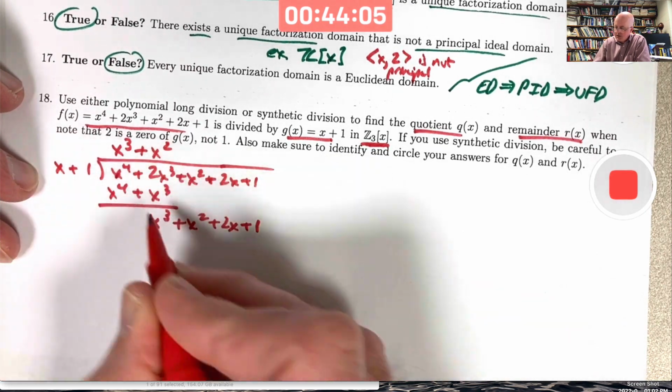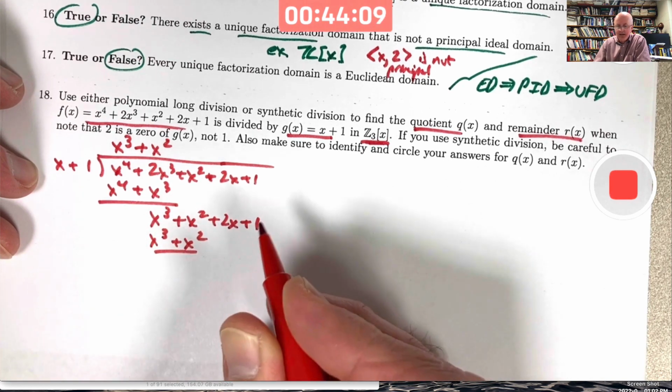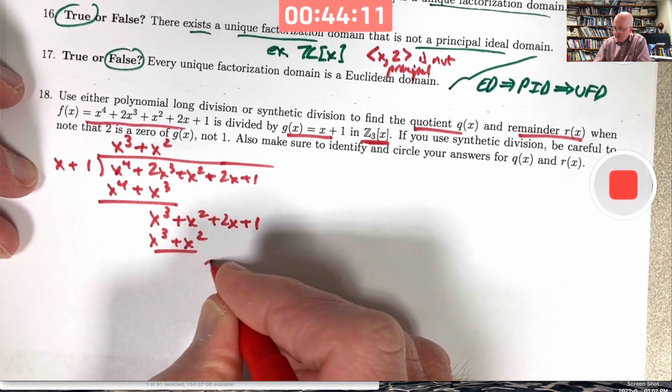Multiply x squared times each term. Put the answers down here. X cubed plus x squared. Subtract. These two terms cancel, and these give 2x plus 1.